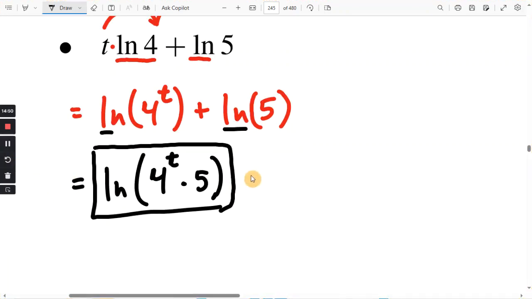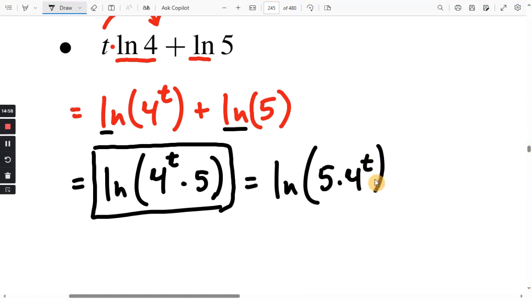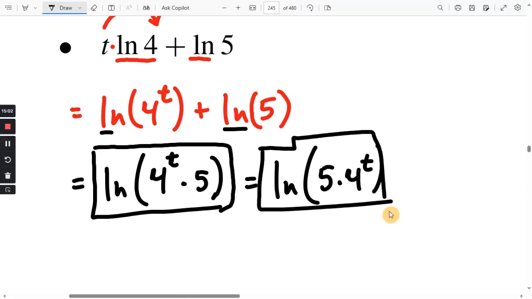All right, the only other thing I can think of is if you change the order here. If you had ln and you did 5 times 4 to the t. I don't know if that's any better. It's really the same thing. All right, but nothing you can do there.